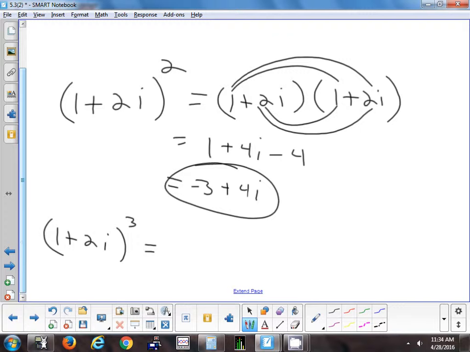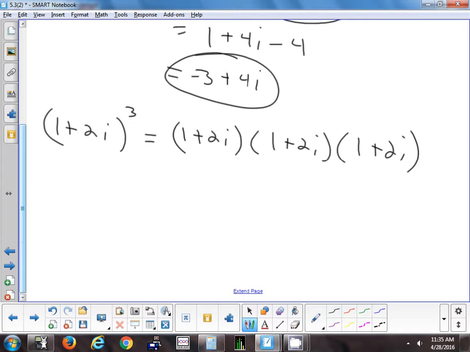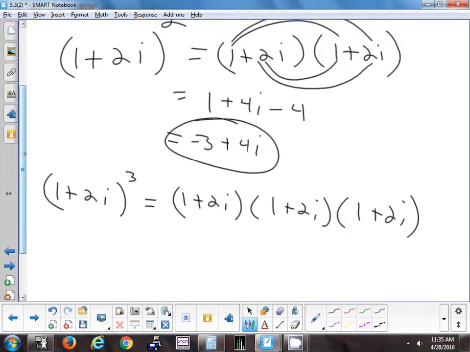Again, pretend you have to explain it to somebody who doesn't understand exponents. You multiply it how many times? 3 times. So we have 1 plus 2i, 1 plus 2i, 1 plus 2i. Well, I already know what 1 plus 2i times 1 plus 2i is. I just did that up above. That's negative 3 plus 4i. Okay, as Kate just said, you got to do it one more time.